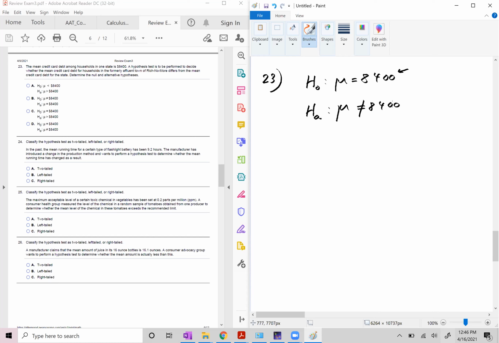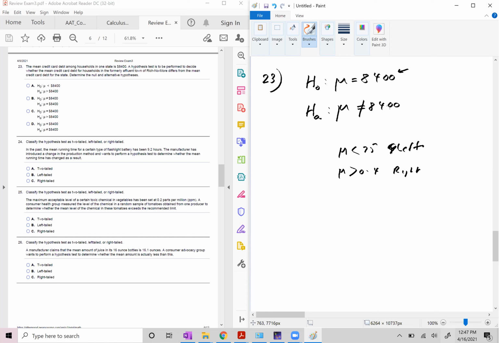Now, in the previous case, we checked whether the vitamin C level is less, so mu less than 75. In the first question, we checked whether the toxic level of tomatoes is greater than some level. This was our alternative, so this became a right tail test. This became a left tail test. And here we are testing whether the mean level differs from this amount.